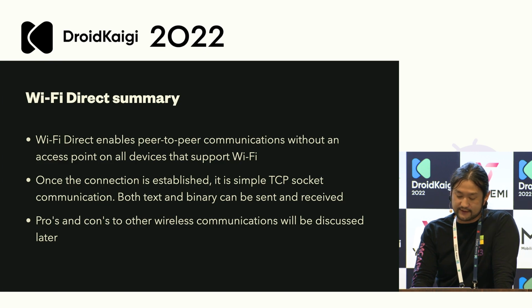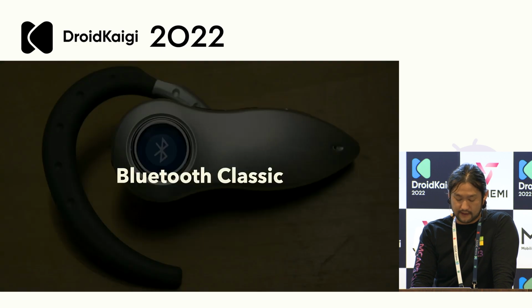Summary: most importantly, Wi-Fi Direct is simply a TCP socket once the connection is established. And what we learned here with TCP sockets directly applies here as well. OK, next is Bluetooth. Let's speed things up.